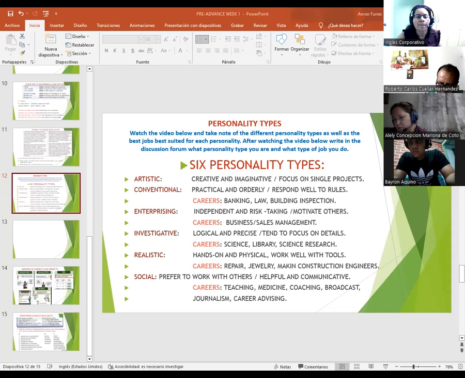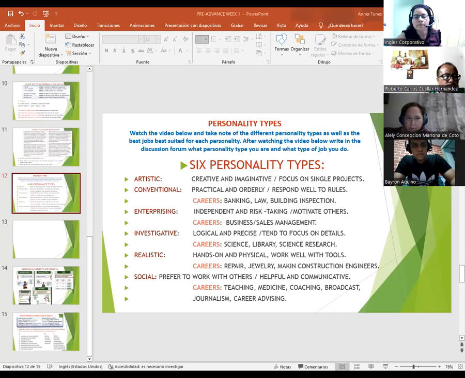I see. The next personality type is conventional. Tell us about that one. Yes, conventional types are practical and orderly. They respond well to rules, procedures, schedules, things like that. What types of careers do conventional type people usually enjoy? Conventional types often enjoy numbers, and they're also good with measuring and analyzing things in general. So often they tend to be bankers, lawyers, building inspectors, and technical writers. Are they good business people? Sure, they can be. But they usually work for others.